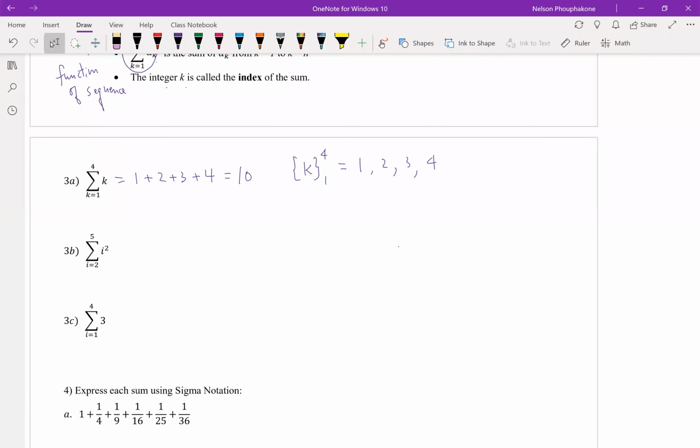Okay, so now it's your turn to do 3B and 3C. Again, let us look at i squared, and for this one I would like to have it from 2 to 5.